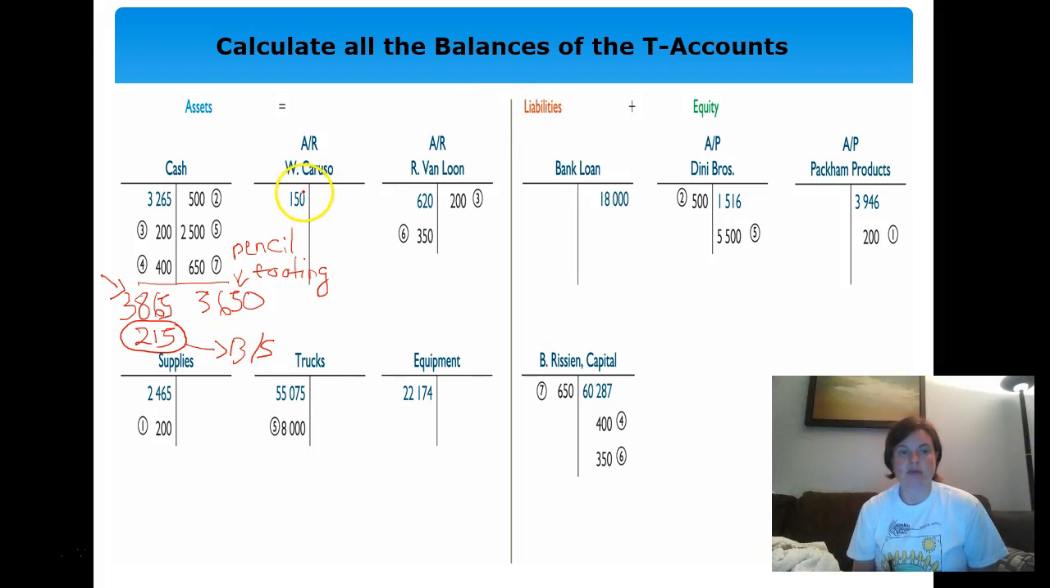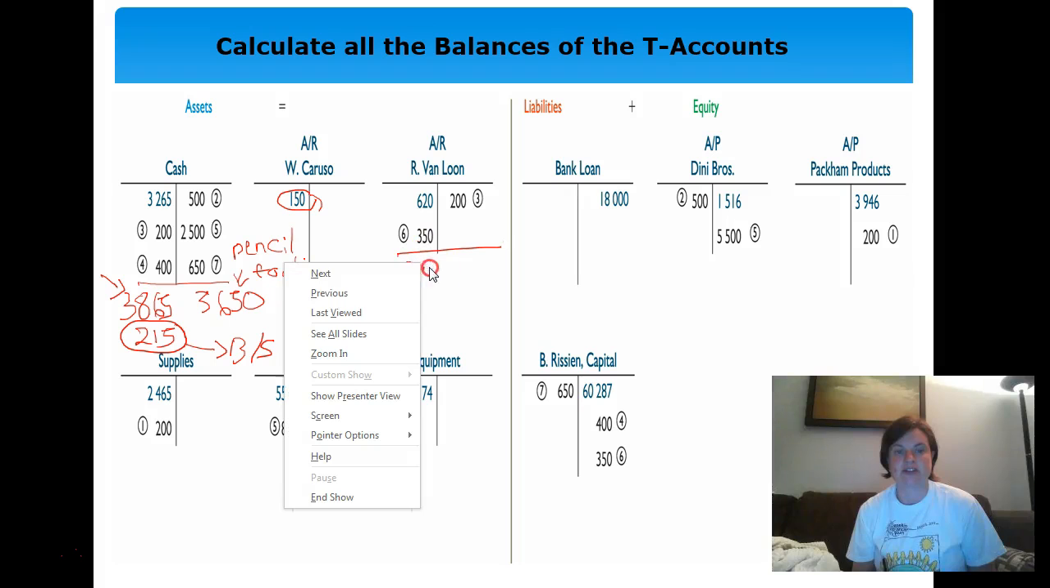We don't have to do anything with W. Caruso, our accounts receivable, because there were no transactions that affected this account, so that's the final total. On this side here, these ones are fairly easy, so we can say this is $970.